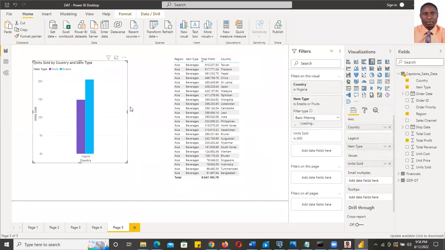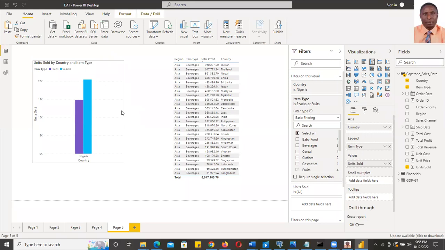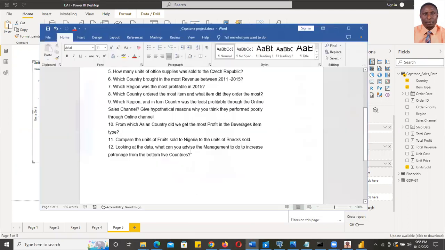So this is how to compare. We have 20,460 snacks, then fruit, 14,844. So that shows that we eat more snacks in Nigeria than fruits.